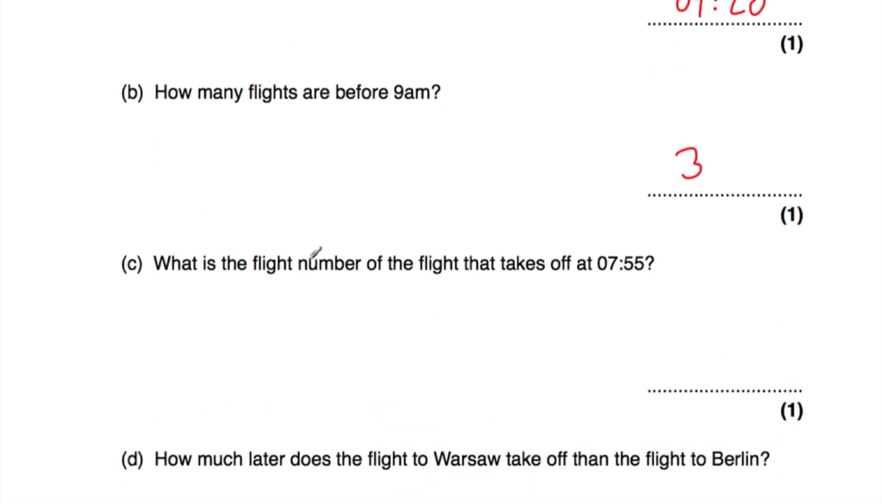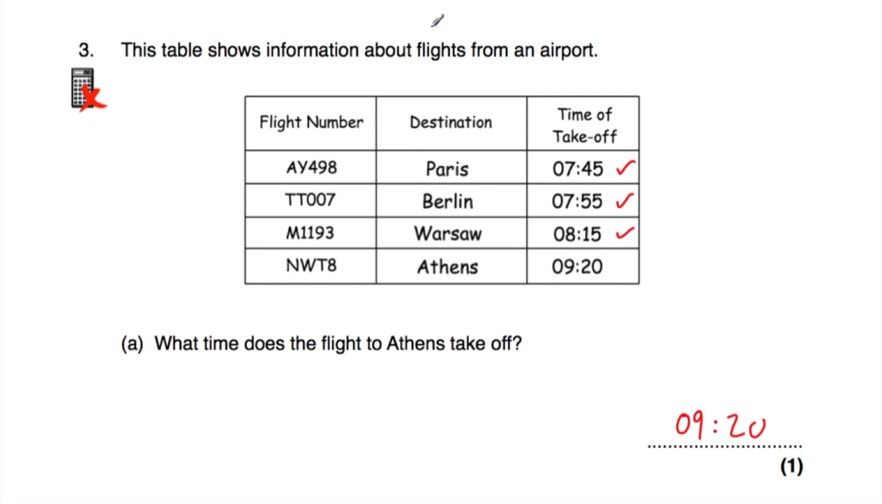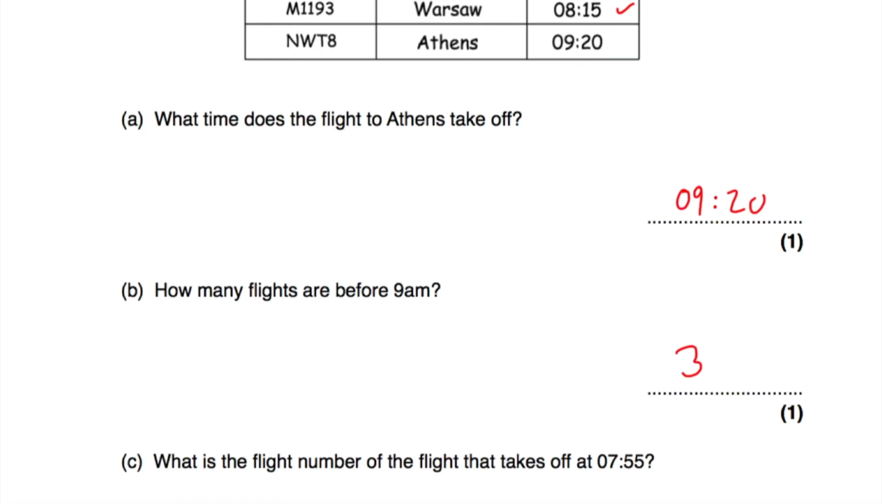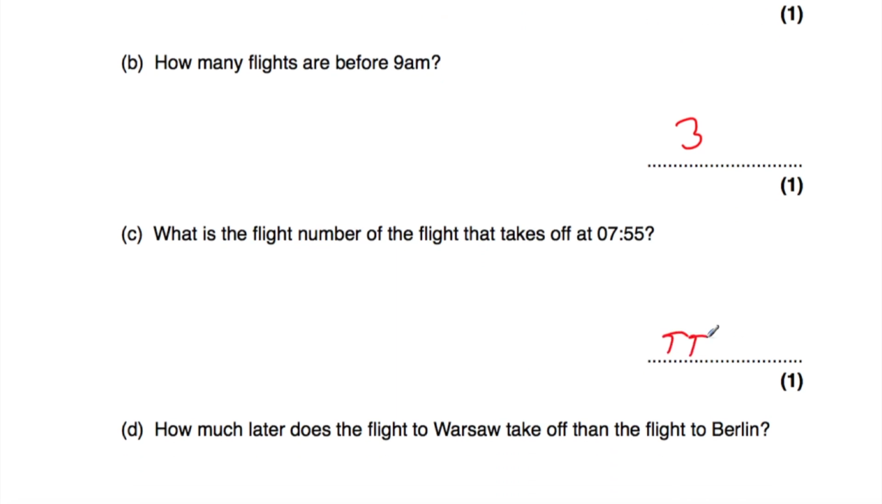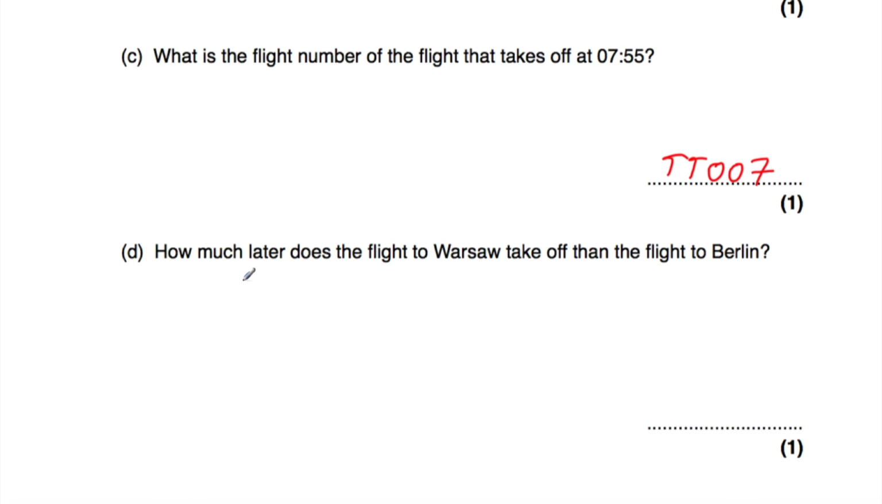Part C. Part C says what is the flight number of the flight that takes off at 7:55? So let's look at the table and find the flight that takes off at 7:55. So we've got this flight that takes off at 7:55, the flight to Berlin. I've been asked to write its flight number, which is TT007. So let's write that down. TT007.